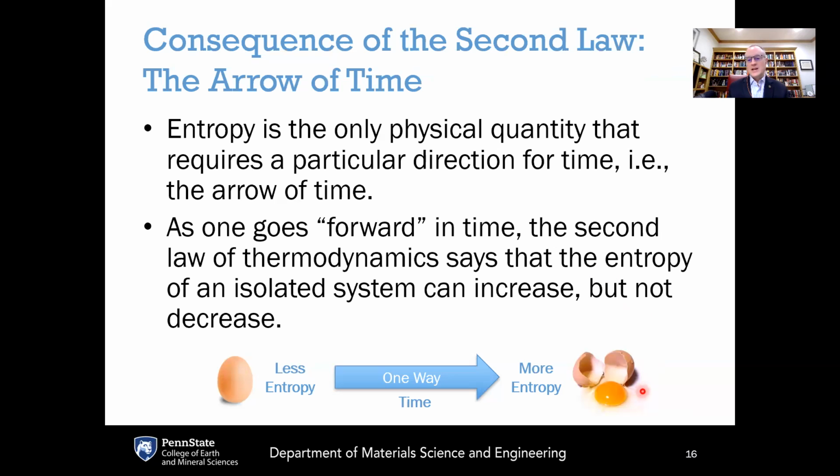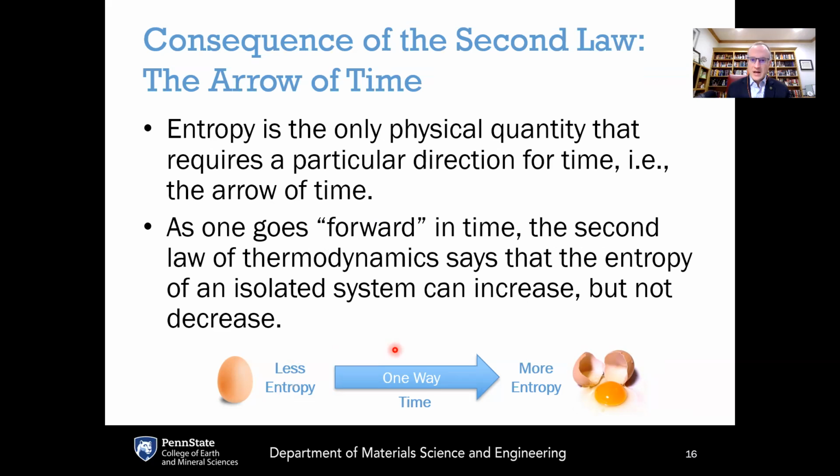On the right-hand side, there are very many ways to break an egg, an exponentially large number of ways to break the egg. So the number of broken egg states greatly exceeds the number of intact egg states, and therefore the entropy of the system on the right here, the broken egg state, is greater than that of the entropy of the intact egg state on the left.